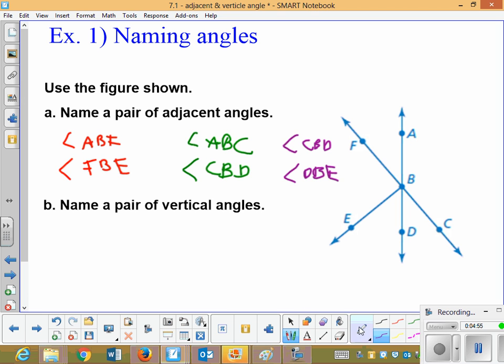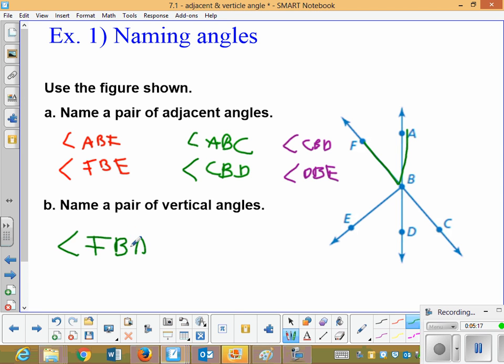All right, now a pair of vertical angles. Vertical angles are angles that are across from each other. So if you notice, angle FBA is going to be vertical to DBC. And notice how every time I write an angle, I have to use a symbol. So don't forget to put the symbol before you write the letters.